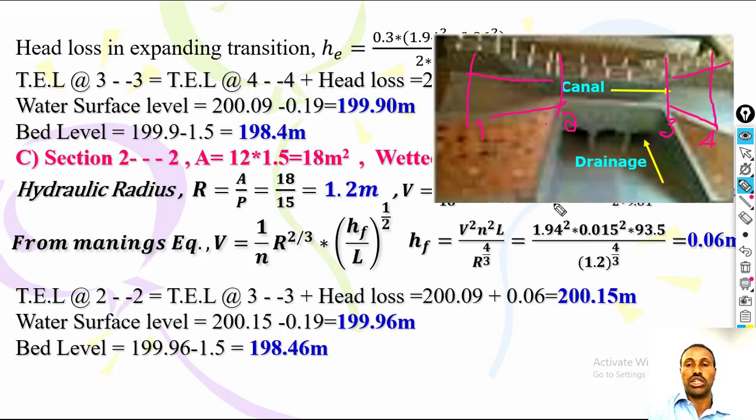Clear? So we are calculating, so energy is just going. The total energy level at section 2 will be the total energy level at this point, which is the water surface level, plus the head loss. Then you have the total energy at 3-3 plus the head loss between the two. Then you get 200.15. So the total energy is increasing, and the water surface level is also increasing. You just have 200.15 minus 0.19, 199.96 meter, and bed level will be this one, 198.46 meter.